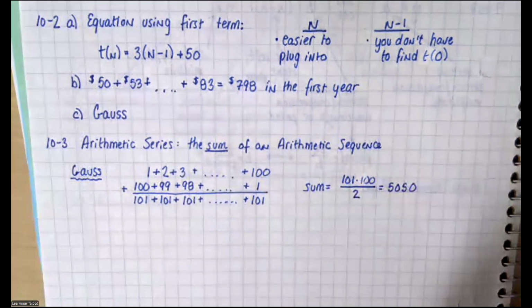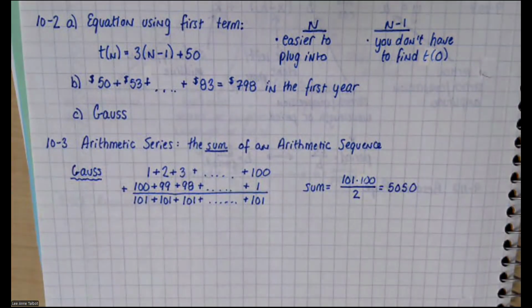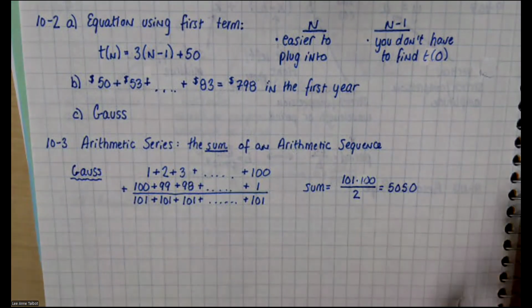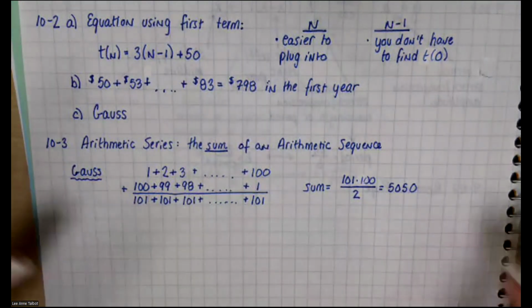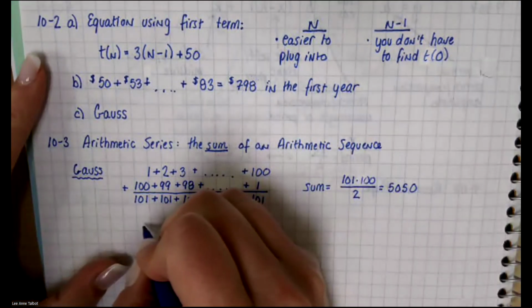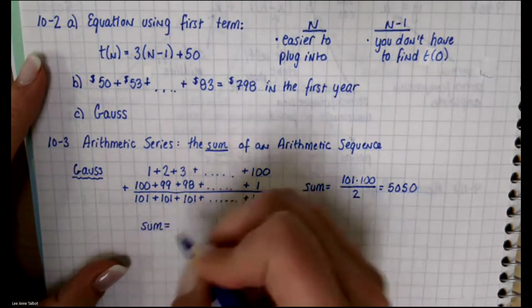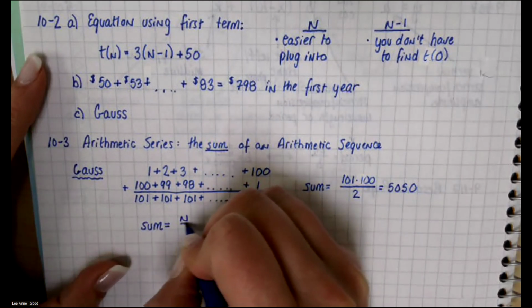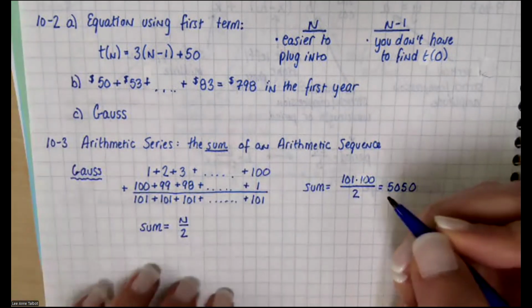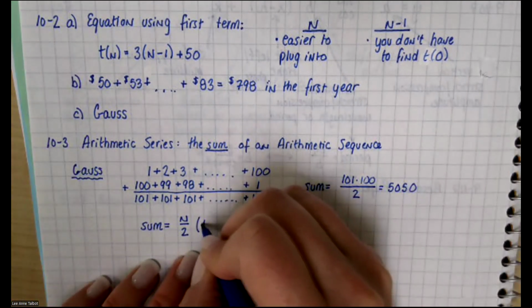And this is the formula that we use to add up arithmetic series for everything. Okay, so the formula that we use looks like this. Sum equals n over 2. I'll explain what these symbols mean in a second.